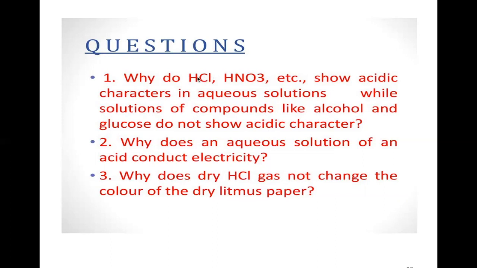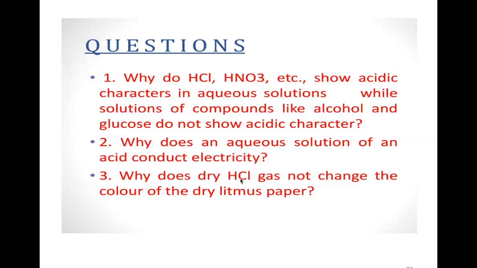H positive, Cl negative is formed. Ionization is taking place. H positive, NO3 negative is formed. That is, ionization takes place. Only if ionization is formed, acidic character is shown. If no ionization takes place, characters like acidic or basic cannot be shown. Second question. Why does an aqueous solution of an acid conduct electricity? Same answer. Ionization has taken place. That is why ions are formed, and that is why they help in conduction of electricity.